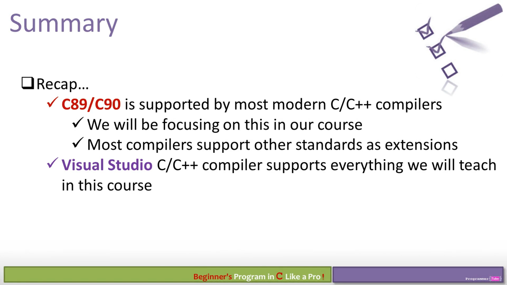As a summary of what we discussed, C89/C90 is supported by most modern compilers. We will be focusing on the feature set of this standard in this course. Most compilers support this standard. The Visual Studio C++ compiler will support everything we will teach in this course. That's why I recommend using the Visual C compiler.